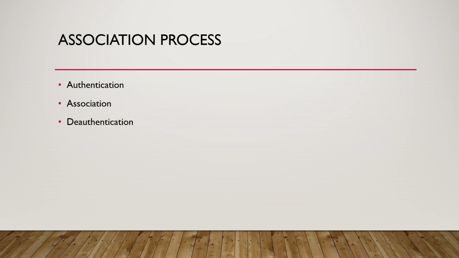For a station to communicate with an access point, it has to be authenticated and associated with the access point. During authentication, the station connects to the access point, after which association occurs, where the access point and station share their capabilities to see if they are compatible for communication. If compatible, then association becomes successful and communication will occur. Deauthentication is where the station disconnects from the access point, stopping all future communications.